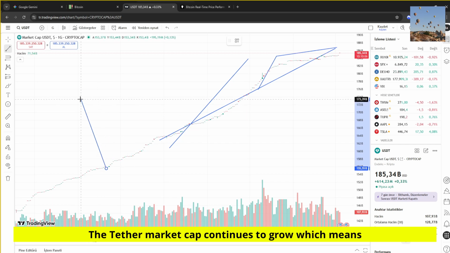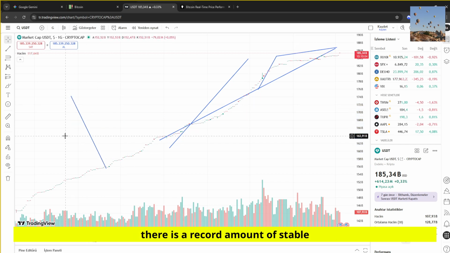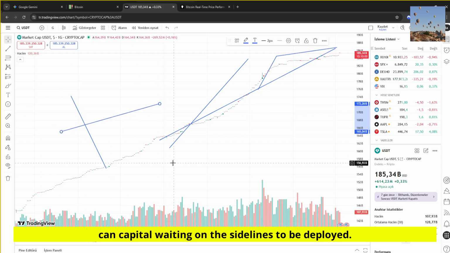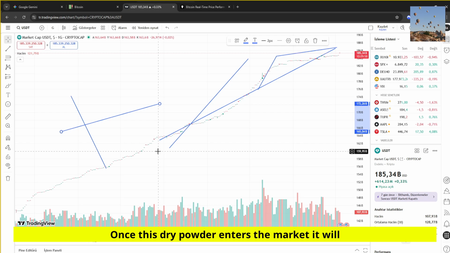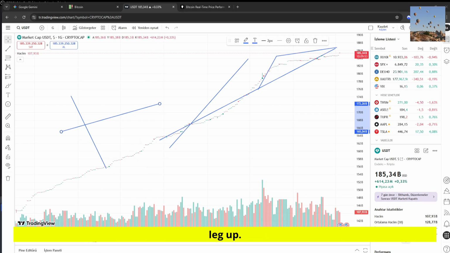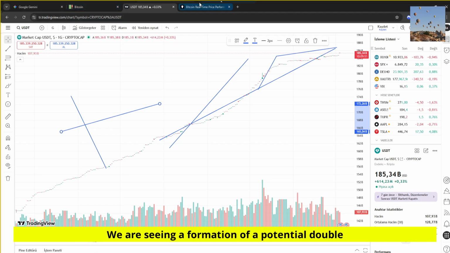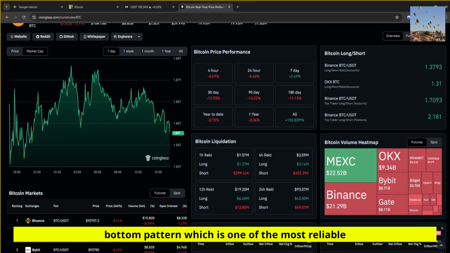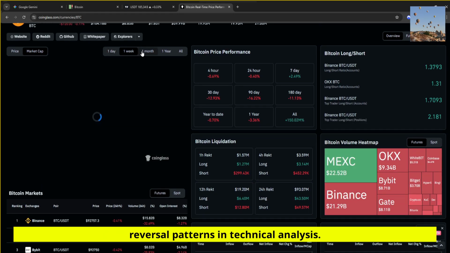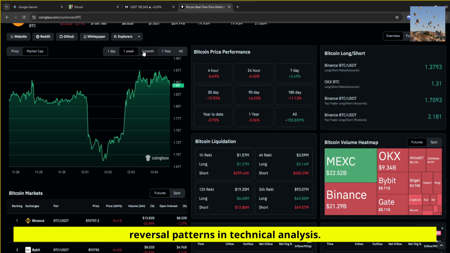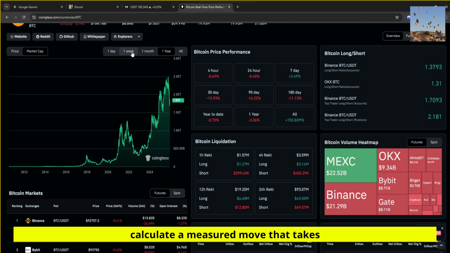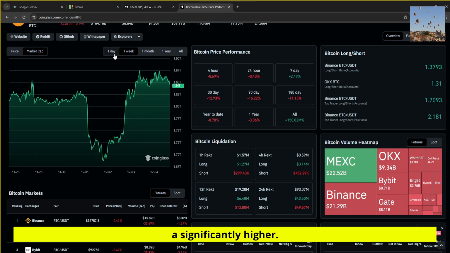The Tether market cap continues to grow, which means there is a record amount of stablecoin capital waiting on the sidelines to be deployed. Once this dry powder enters the market, it will provide the fuel needed for the next leg up. We are seeing a formation of a potential double bottom pattern, which is one of the most reliable reversal patterns in technical analysis. If the neckline of this pattern is broken, we can calculate a measured move that takes us significantly higher.